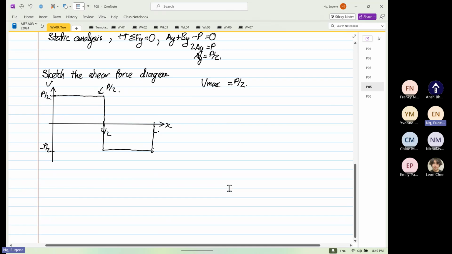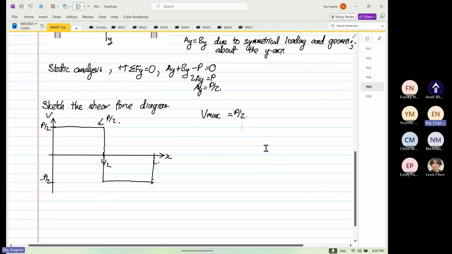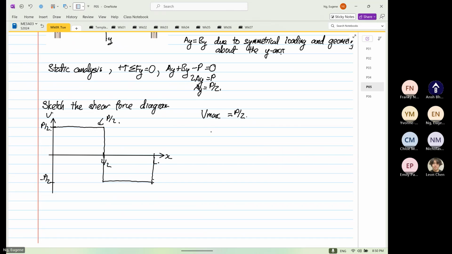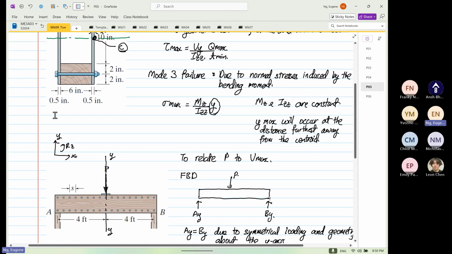So now we look at our cross-section. Okay, so let's deal with mode 1 failure, which is due to the fastener. Right, so we are going to look into the cross-section.